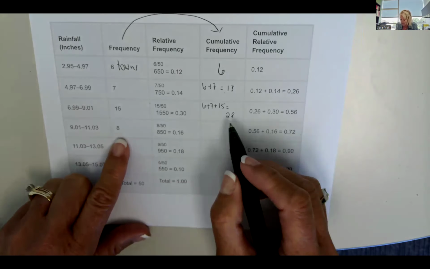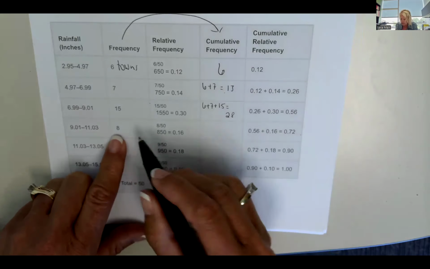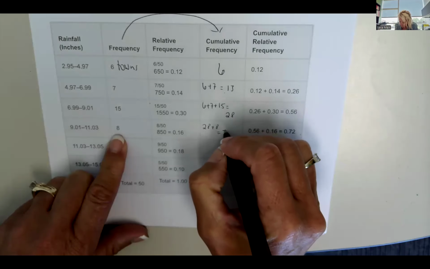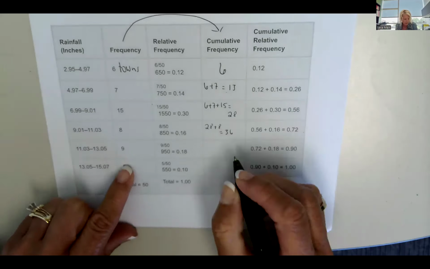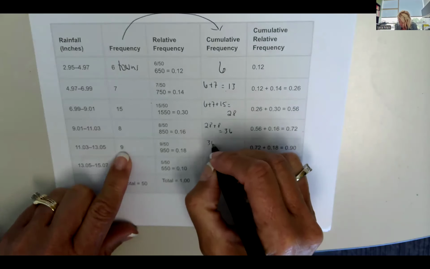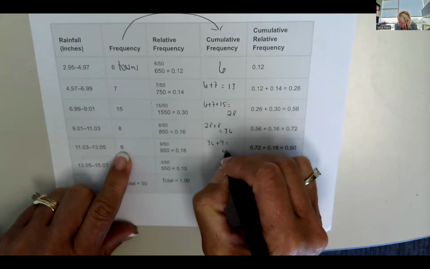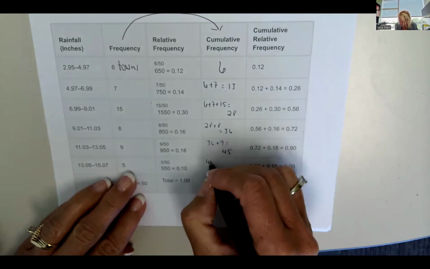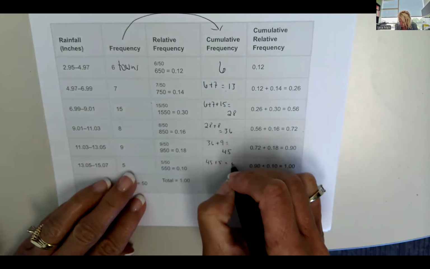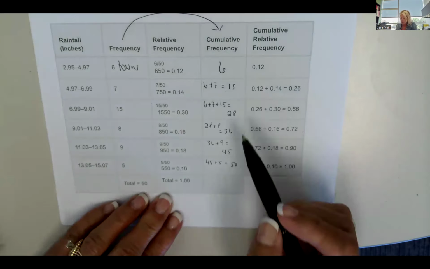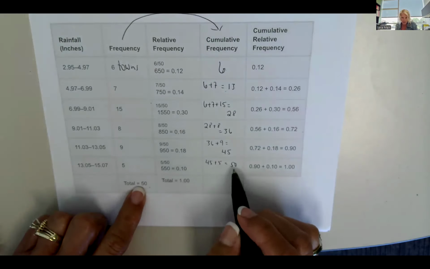So now we're adding 28, the previous one, to the next total of 8. So we have 36, and then 36 plus 9 is 45, and then 45 plus 5 is 50. And you should have the total, so those match, 50 and 50.